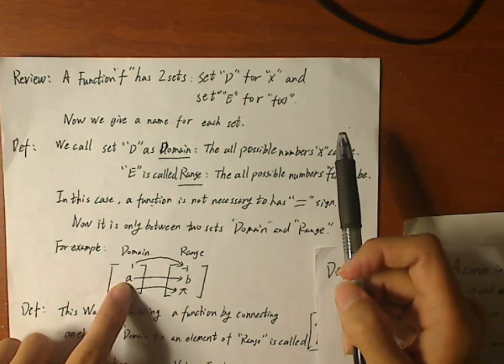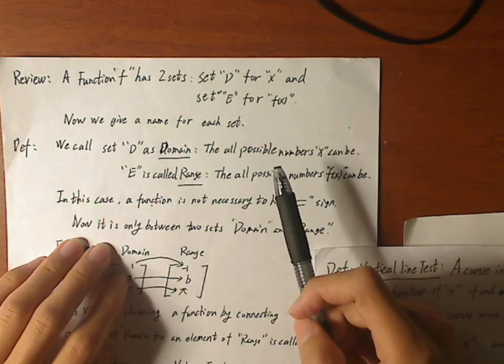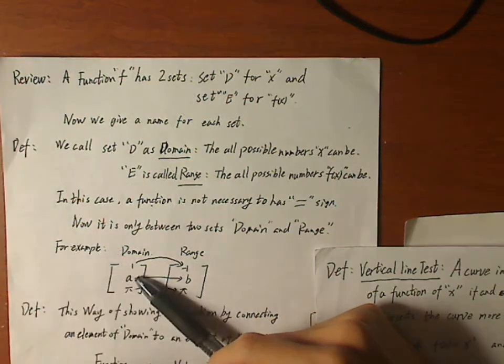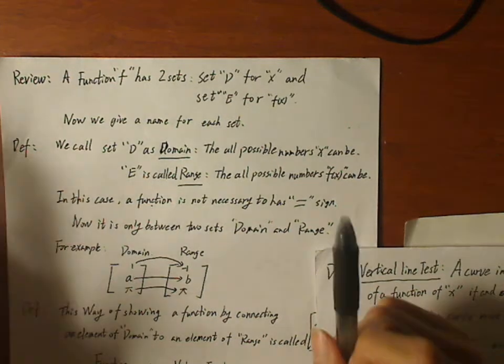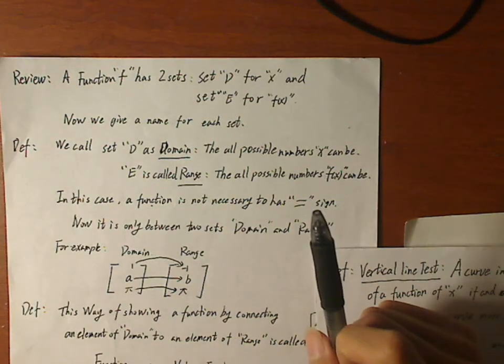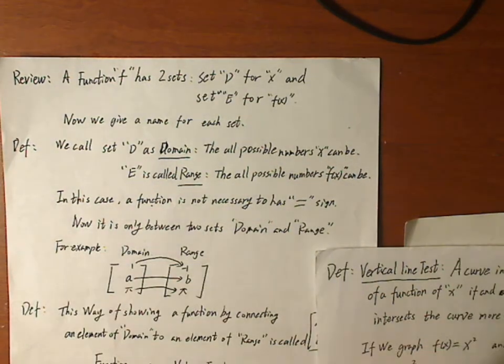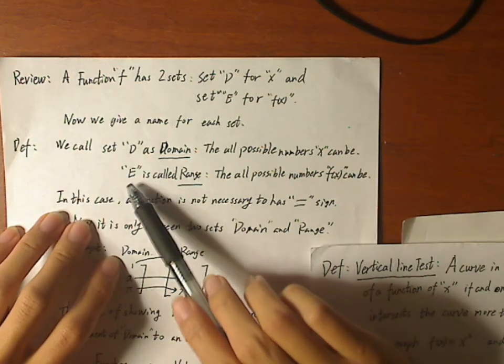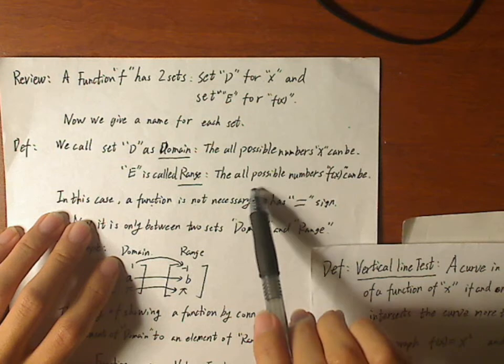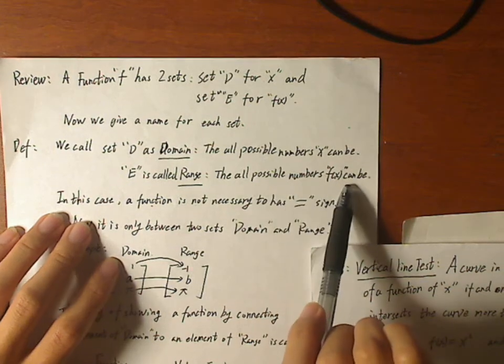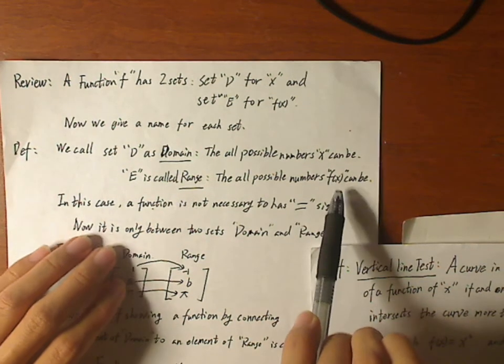If you see right here, this is a. Sometimes this is a, but if you learn later on, this is called a constant. It's not really a variable, it's just a letter, but it represents some number. We don't know which, but we call it a constant. But right here, E is called the range. It's all the possible numbers f(x) can be.